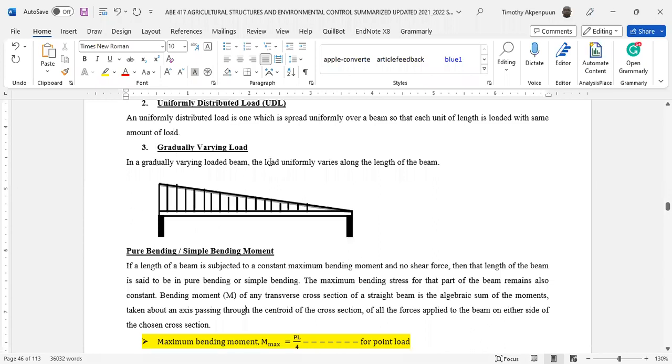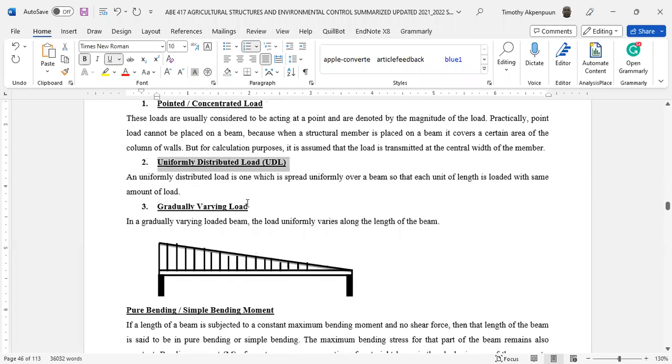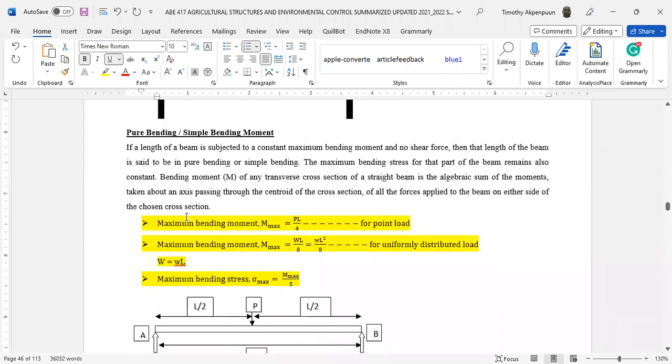Types of loading: pointed, uniformly distributed, and gradually varying. Okay. Pure bending, simple bending. I hope you are looking at it.